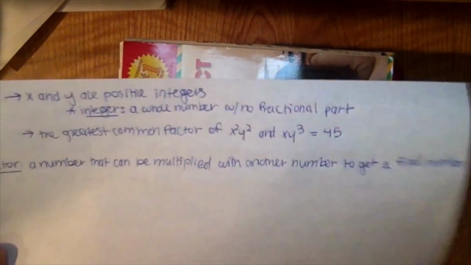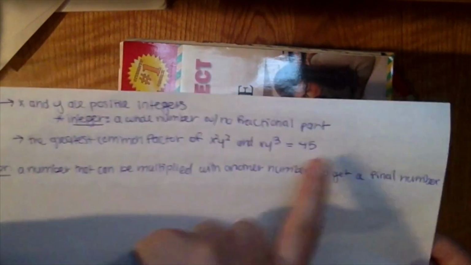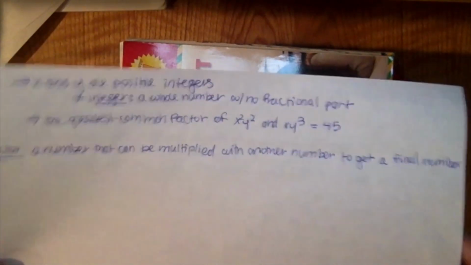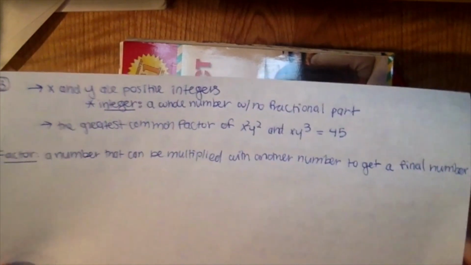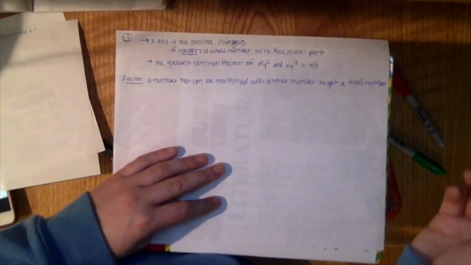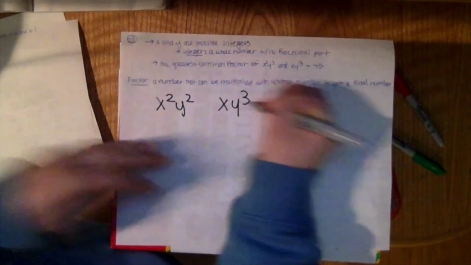Another way to think about it is that the greatest number that you can take out of these numbers is 45. So both of these numbers are divisible by 45, and that's the largest whole number that they're divisible by. Okay, so let's think about this problem. Let's start off with making a little factor tree. Actually, let's not do that. Let's look at what this gives you: x squared, y squared, and xy cubed.